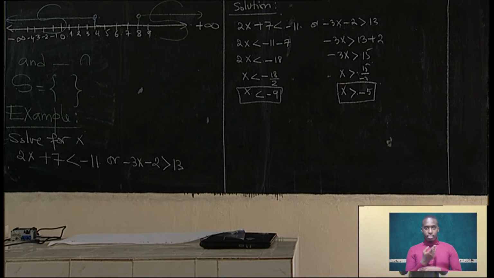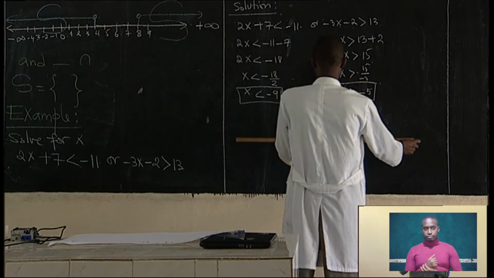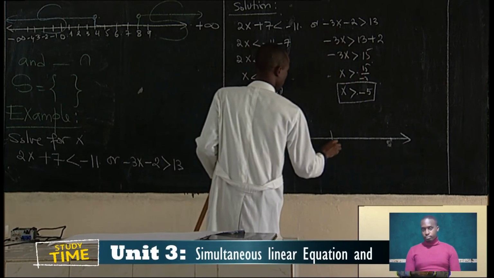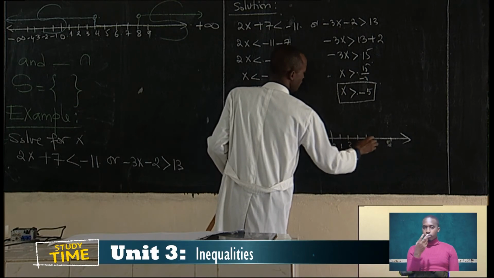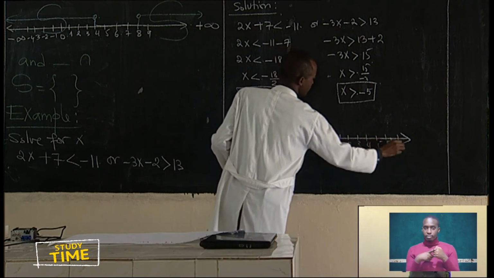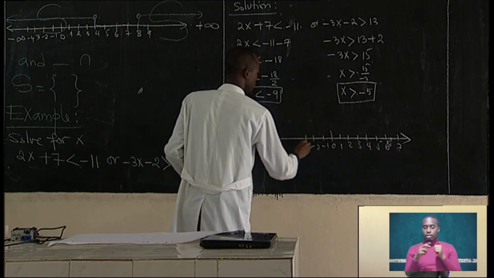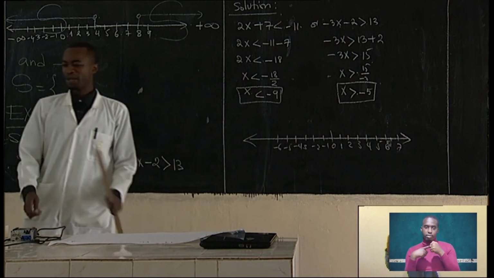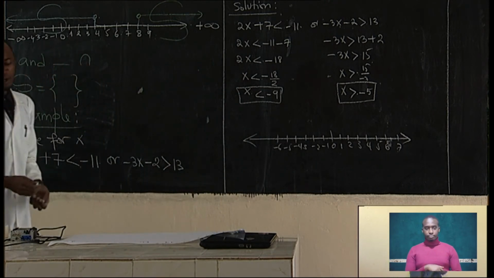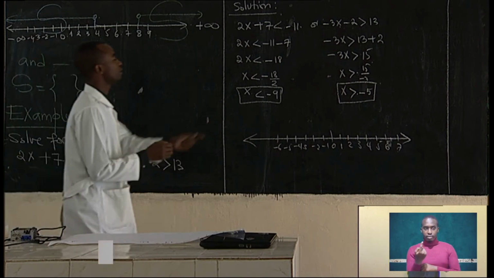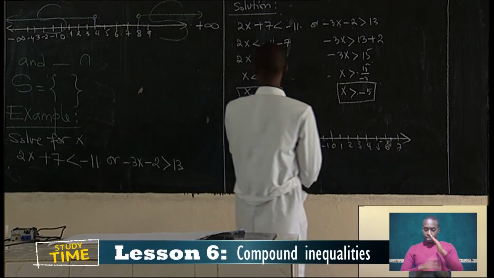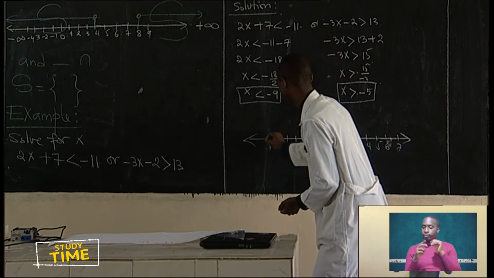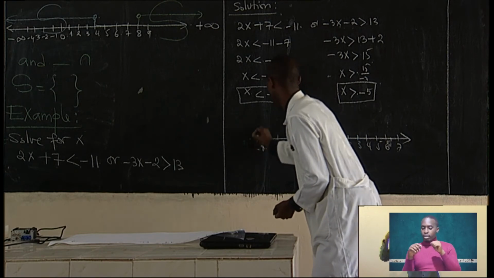We put them on a line and see. When we put them on a line and see, we have this. We have 0, 1, 2, 3, 4, 5, 6, 7, negative 1, negative 2, negative 3, negative 4, negative 5, negative 6. We put them on that graph. When you start with the first one, you have the x, which are less than negative 9. Where do we have negative 9? Oh, I have to continue. Negative 7, negative 8, negative 9.